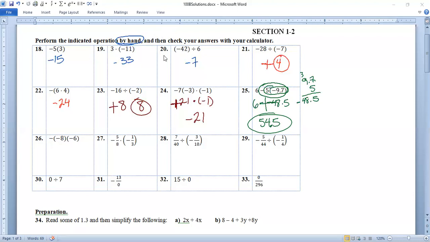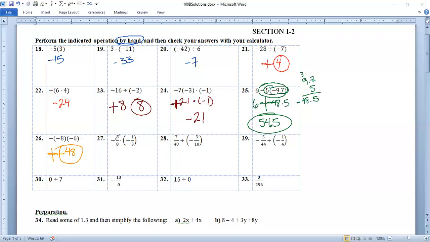All right, number 26. Negative 8 times negative 6. So 8 times 6 is 48. And we have this negative, we have that negative, and we have that negative. 3 negatives, 2 of them counter each other and make a positive. So we're left with negative 48.